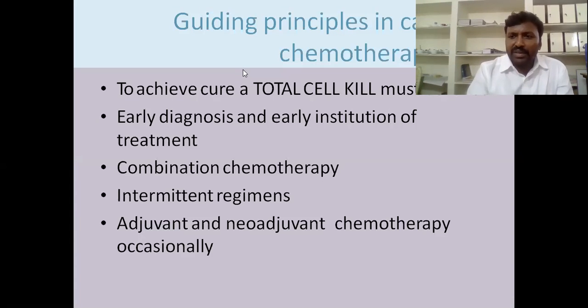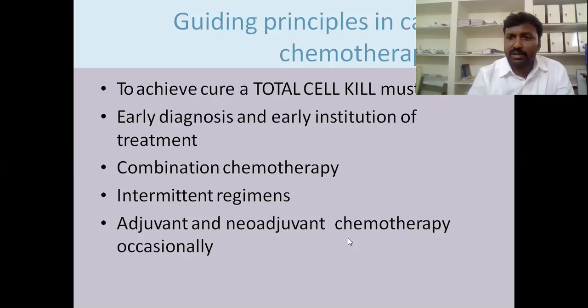So how can we treat it? What are the principles of cancer chemotherapy? To achieve a cure, total cell kill must be tried. Early diagnosis and early institution of treatment. Early diagnosis should be done, early treatment should be done. That is the main principle. And we have to use a combination of chemotherapy, and an intermittent regimen. If any treatment is not working properly, we can change to another treatment.